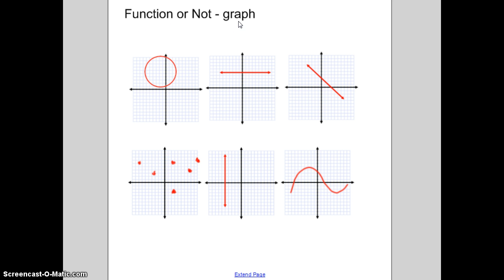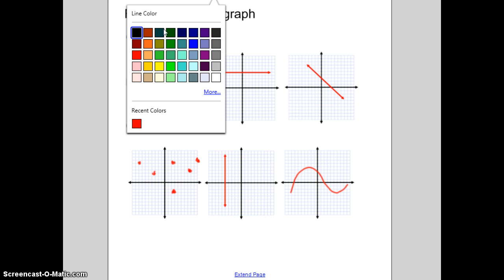Function or not, by looking at a graph. To look at a graph and tell if it's a function or not, you can use a vertical line test. So for example, here is a vertical line. Let me make it stand out a bit for you. I'll make it blue.